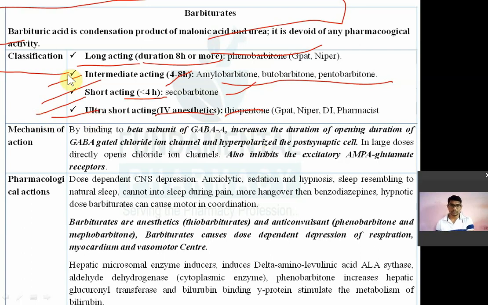Intermediate acting and short acting are used as sedative hypnotics. Longer acting is also used for sedation purposes, but mostly used as an anticonvulsant. What is the mechanism of action? The mechanism of action of barbiturates: they bind to the beta subunit of the GABA A receptor and increase the duration of opening, not the frequency.